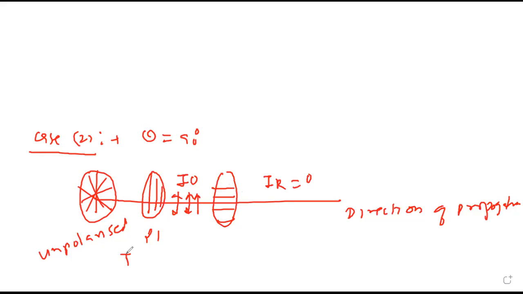So actually it comes from the formula, that means the final polaroid's output is I naught cos square theta. Why does it come like this? See, what is the formula for intensity? Is it the square of amplitude? Is intensity the square of amplitude?